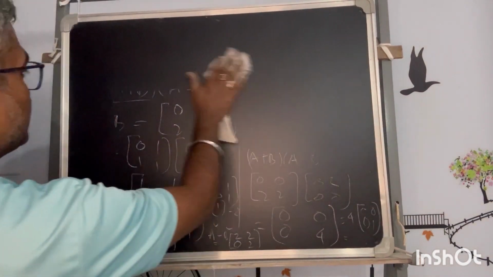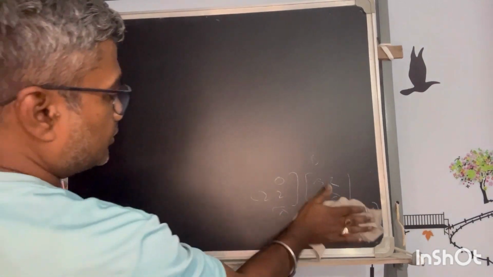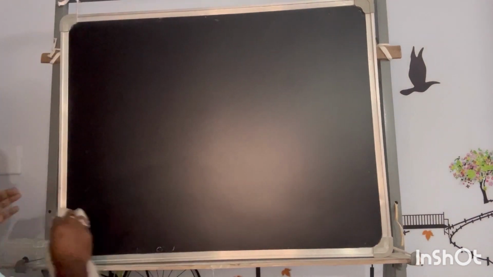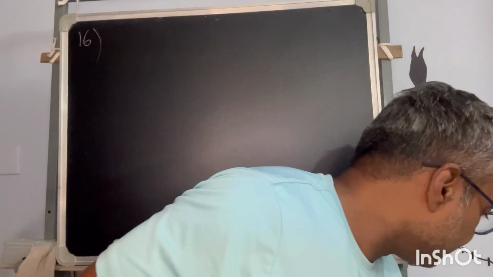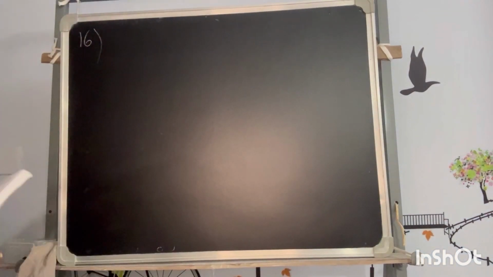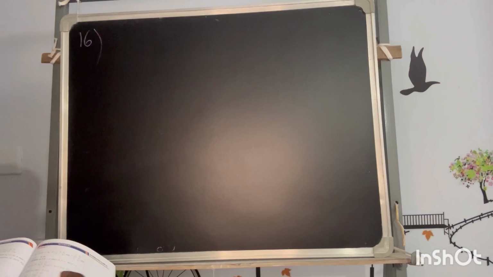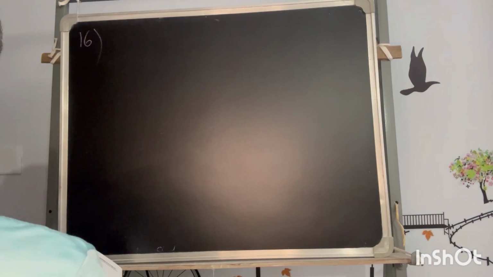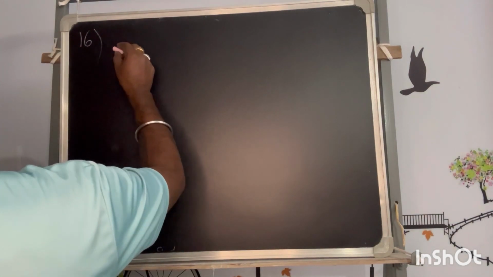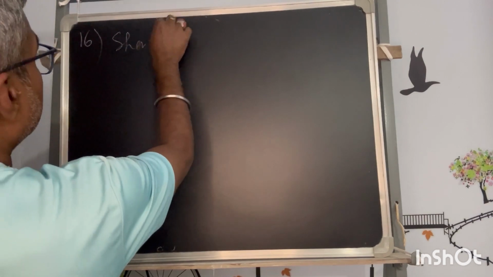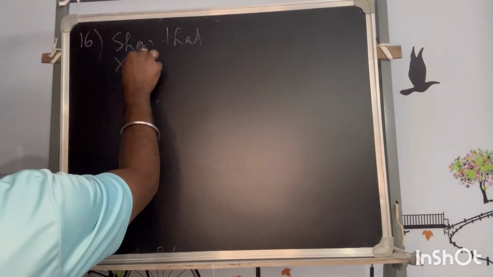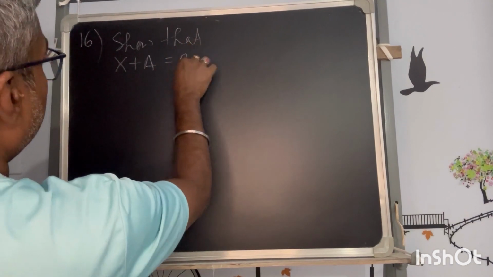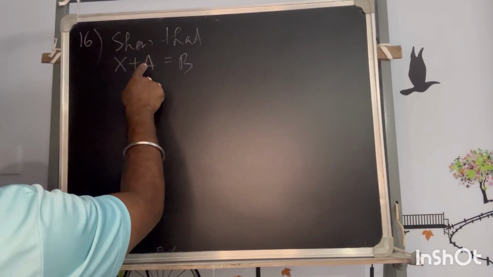Now we'll move to the next problem, that is number 16. The next problem that we have to show is that, for any variable x plus a, these are our matrices. This is also a matrix. These all are matrices.